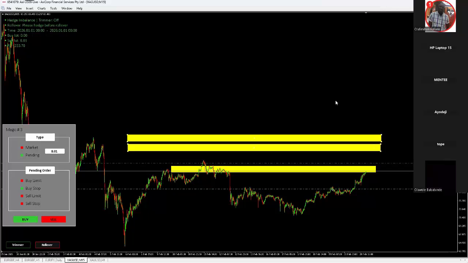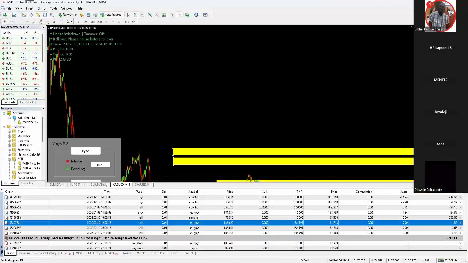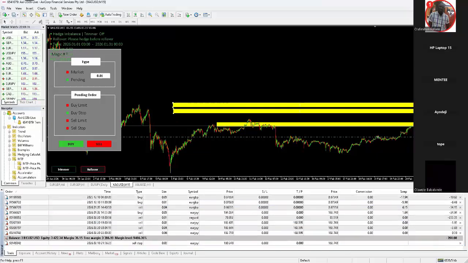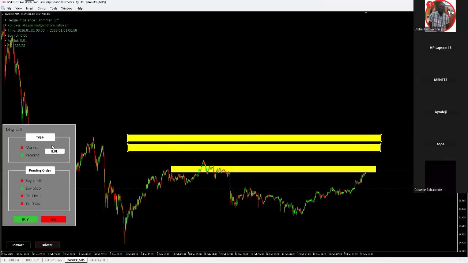Oh, pending order. No, I don't want a pending order. Oh, sorry, it's pending because I didn't change it. Okay, so let me do it again. I need it to be a market order. So I need to buy it. So immediately I buy 0.01. You can see that the edge balance streamer is on.